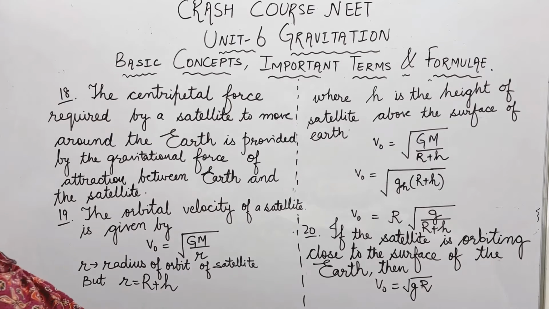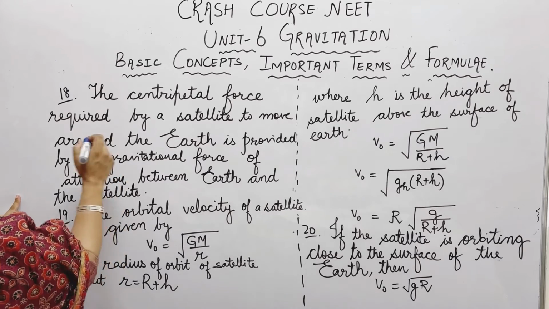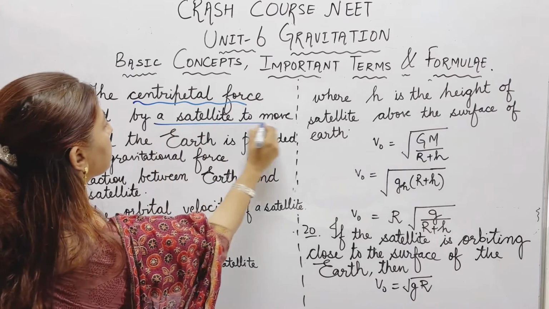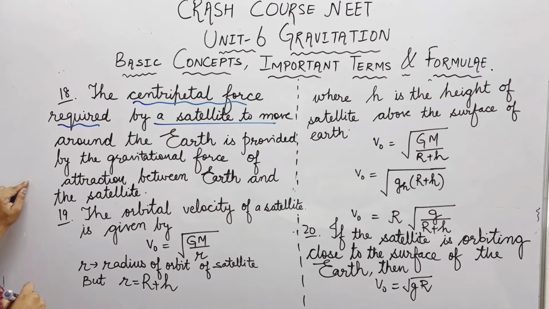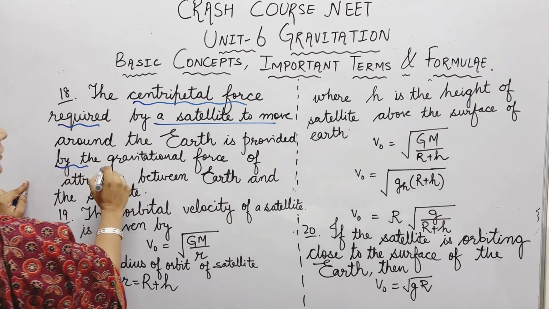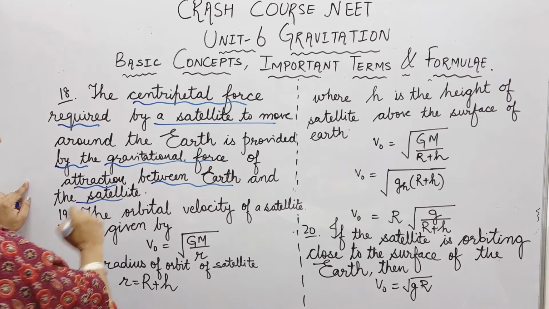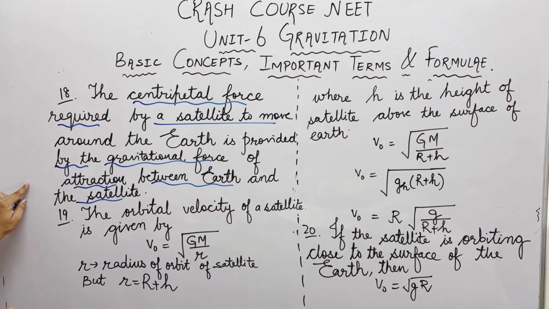The 18th point of the basic concepts is that the centripetal force required by a satellite to move around the Earth is provided by the gravitational force of attraction between the Earth and the satellite. So this is a very important concept. The most important thing about the satellite is that it is moving with the gravitational force of attraction between Earth and the satellite providing the centripetal force.